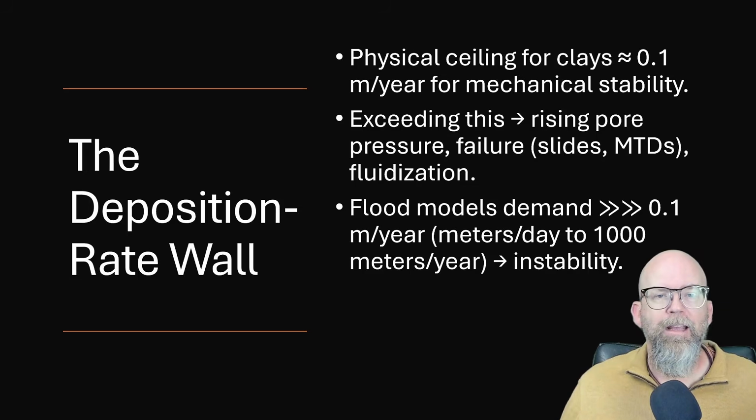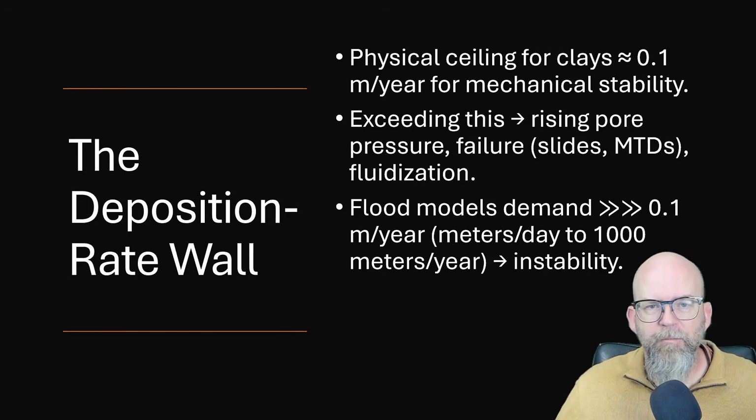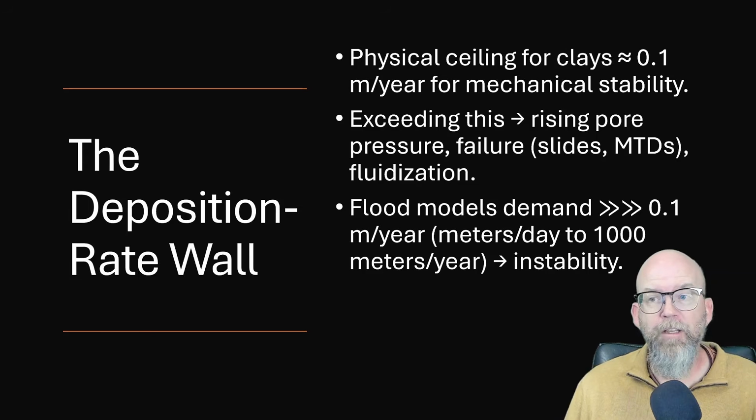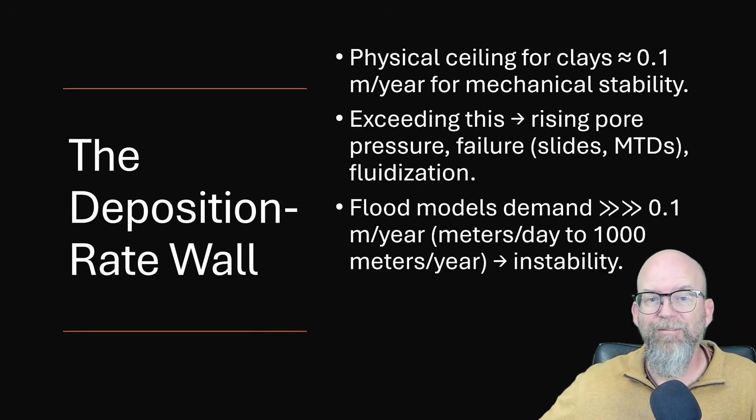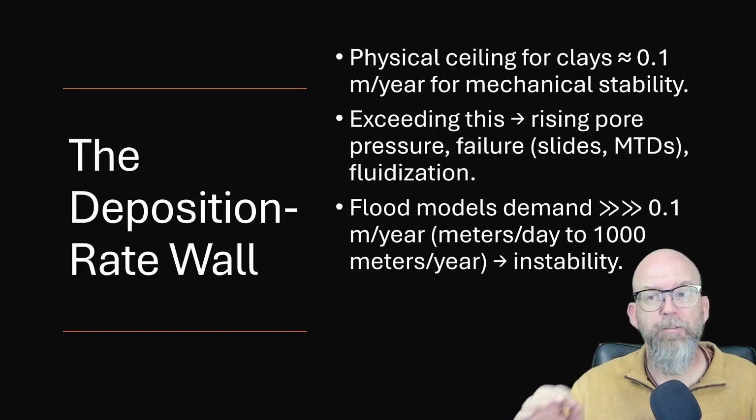So go above that, and as I said before, the system just can't stay mechanically stable. Flood models, by contrast, need rates of deposition that are meters per day to 10 meters per day, sustained over large areas. That's not just off by a little, right? That's off by orders of magnitude. And stability physics says it's going to collapse. These are collapses we don't observe in the geological column, at least not on any wide scale, the type of wide scale you would expect with a global flood.